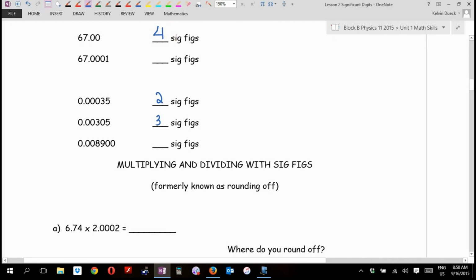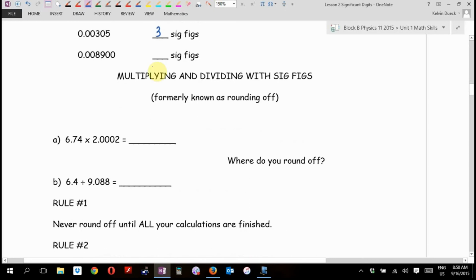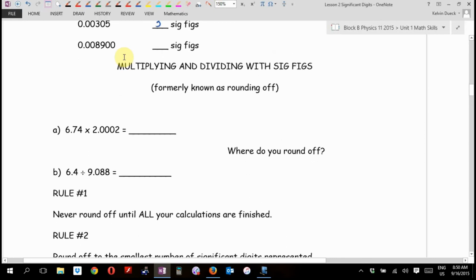How many sig figs for the next one do you think? 6. I was going to say 5 because I can't count. 6. How many sig figs for 0.008900? 4.